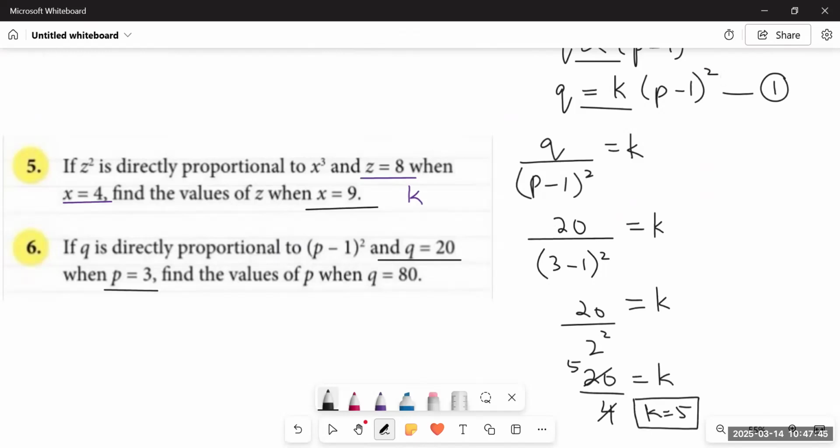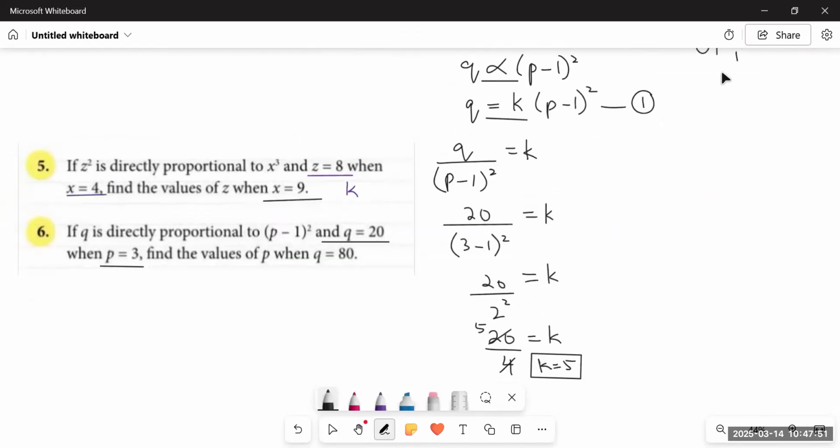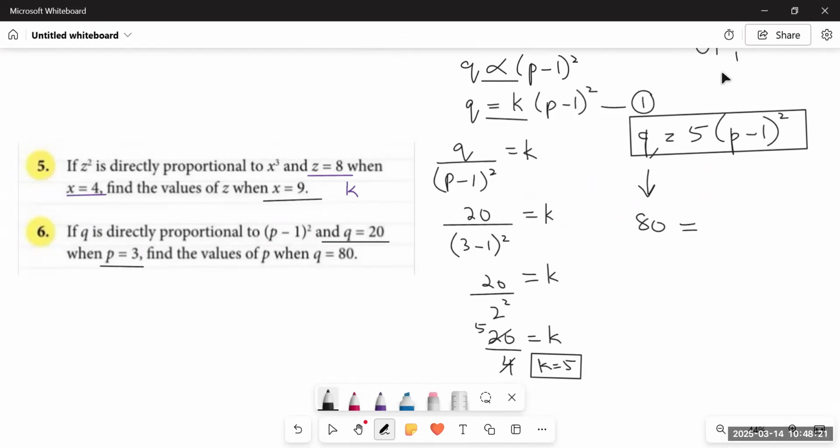Now what's next? You just have to substitute the value of k in the equation number 1, which is q is equals to 5 p minus 1 to the whole square. This is the equation that we have to derive at first using the values of the given variables in the first statement and making the equation. So now we have to find out the value of p when q is equals to 80. So the value of q is given here. So we are going to substitute the value of q with 80 is equals to 5, and we have to find the value of p in this case.